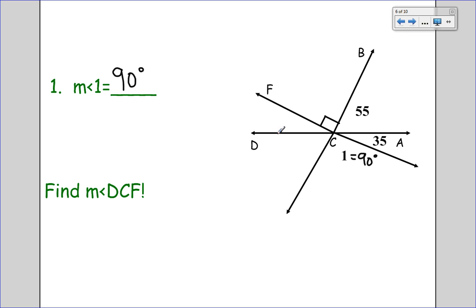And the DCF, if you didn't find DCF, pause it and try that, and then come back. To find DCF, you see that line DA and FC intersect. So opposite angle, the 35, would be FCD, and so that would also be 35 degrees.